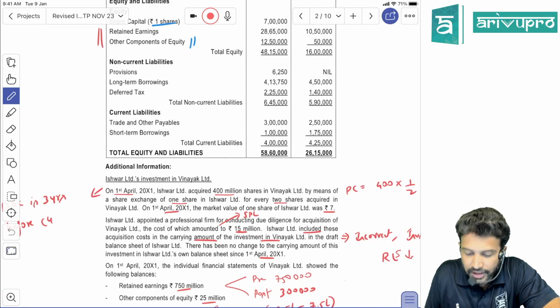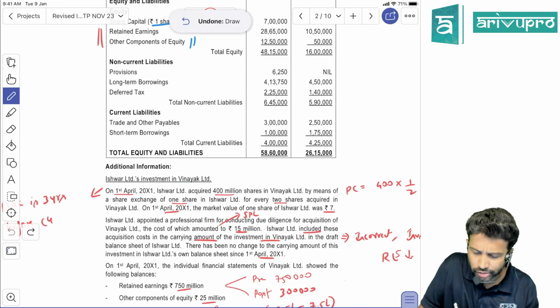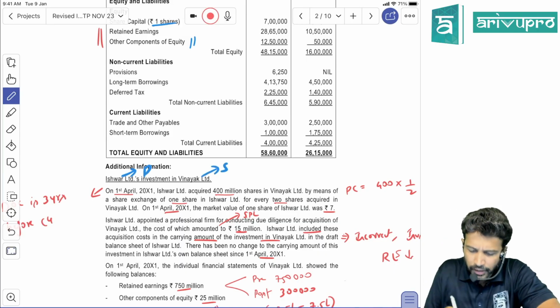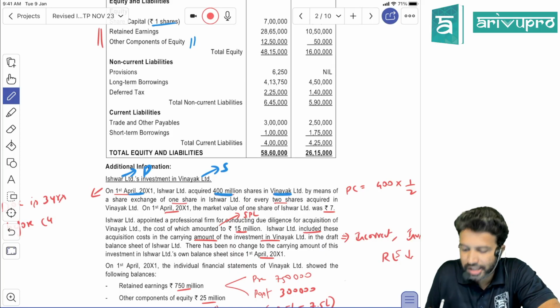Now they are saying Ishwar Limited has an investment in Vinayak. So Ishwar has made an investment in Vinayak. So it looks like Ishwar is your parent, and Vinayak Limited is your subsidiary company probably. On 1st April 20x1, Ishwar acquired 400 million shares in Vinayak.